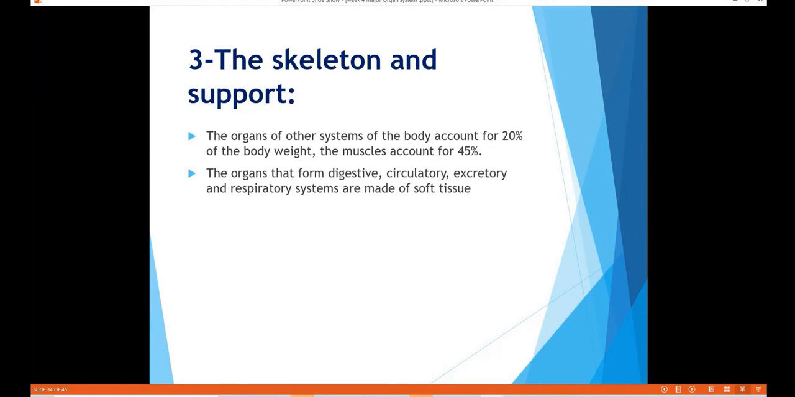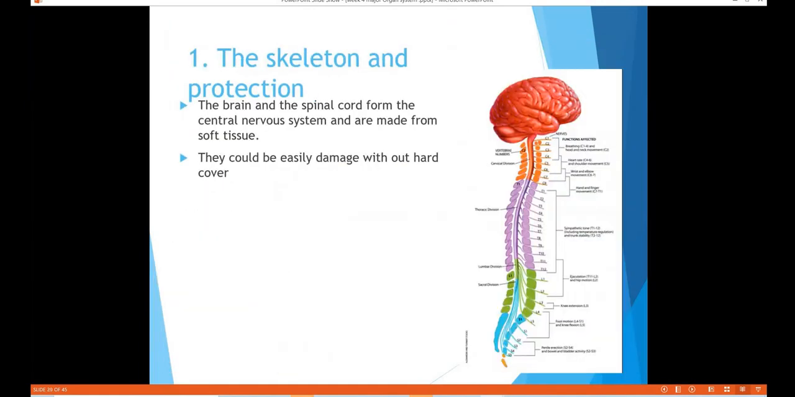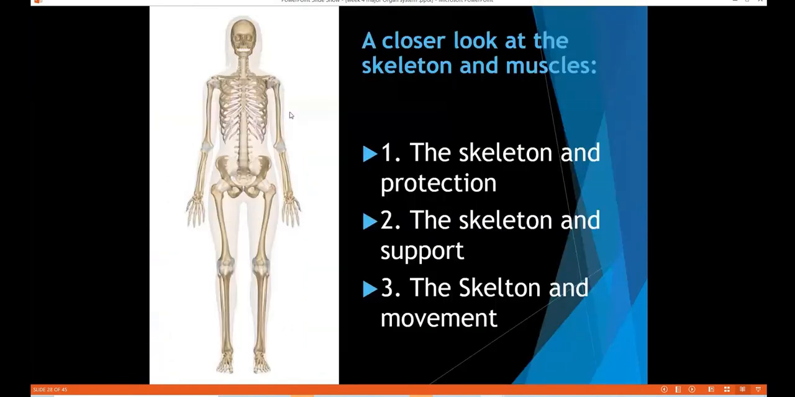The muscles account for 45% of the body's weight, and they are also made from soft tissue but gain their support from the bones to which they are attached. So this skeletal system provides support to our body. The various systems which run in our body, as you can see in this picture. We know the various systems and where they are. We have the circulatory system here, we have the excretory system here, the kidneys and all. Then of course we have the muscular system which runs throughout the entire body. We have the nervous system.